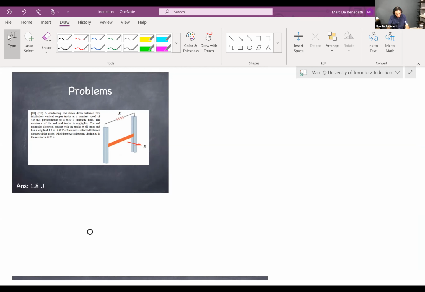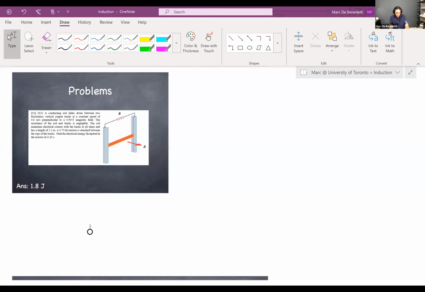A conducting rod slides down between two frictionless vertical copper tracks. Now, in real life, how could it be frictionless? It can't be in real life. So I guess we just have to use our physics pretend brain that it is frictionless. And it slides down at a known speed that you can measure in real life of 4 meters per second. So the speed of the bar is, you know, being pulled down by gravity, and you can measure it at 4 meters per second. And it's falling inside of a perpendicular magnetic field of strength 0.5 Tesla.